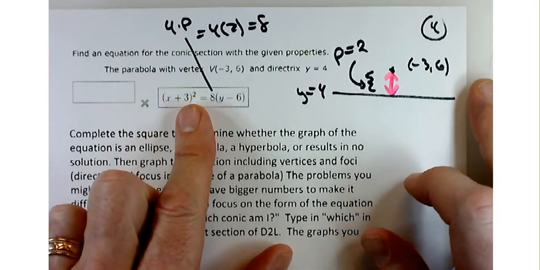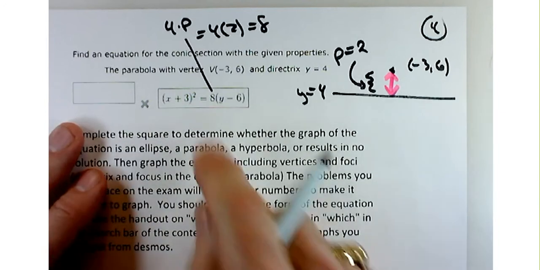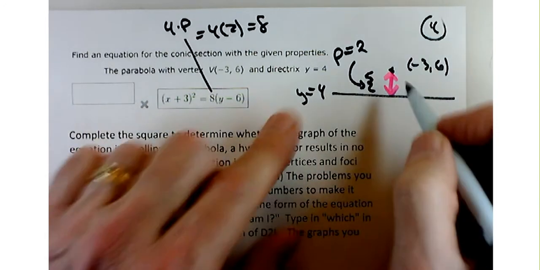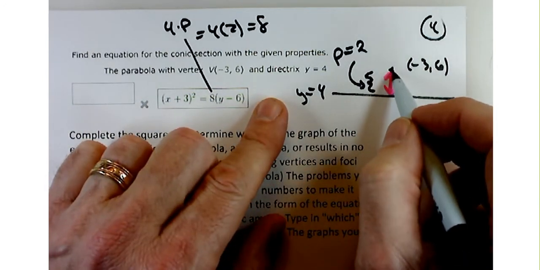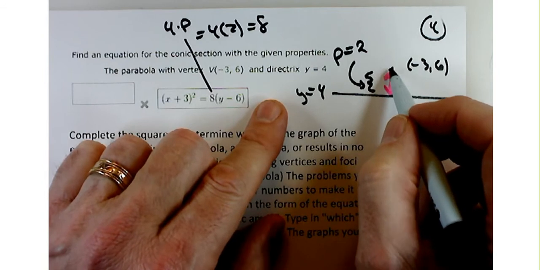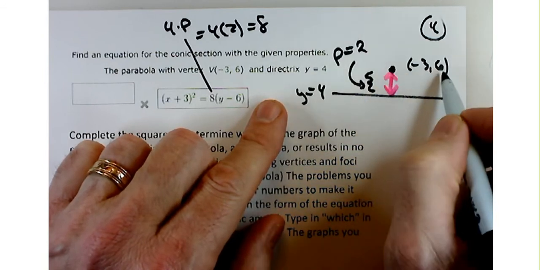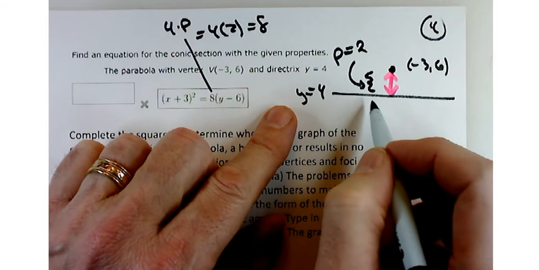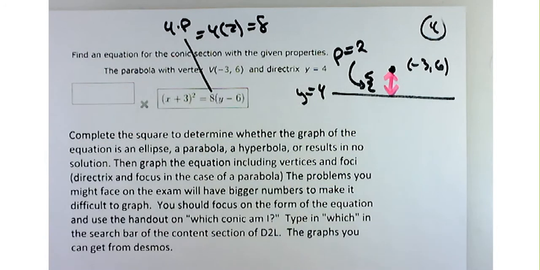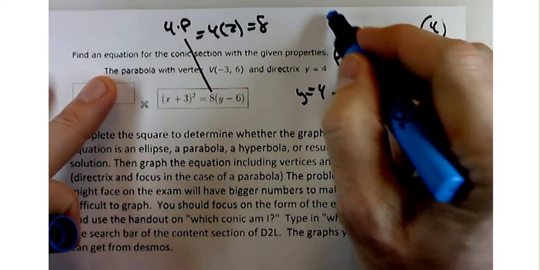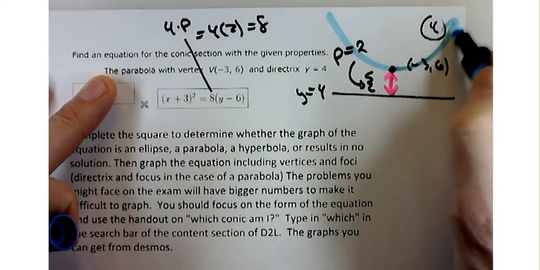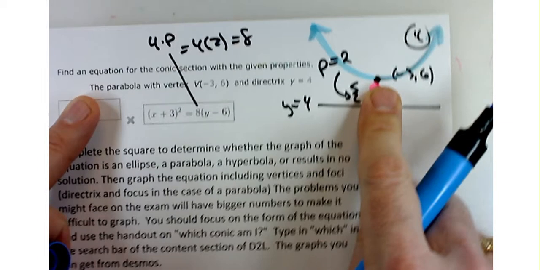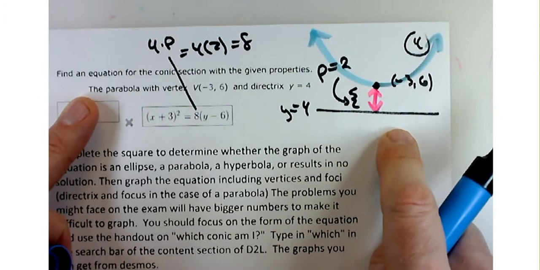Conic section. With your parabola with a vertex right here at -3 and 6 and a directrix at y equals 4, this parabola has no choice but to open up. If it opens any other direction other than up, it's going to cross its directrix.